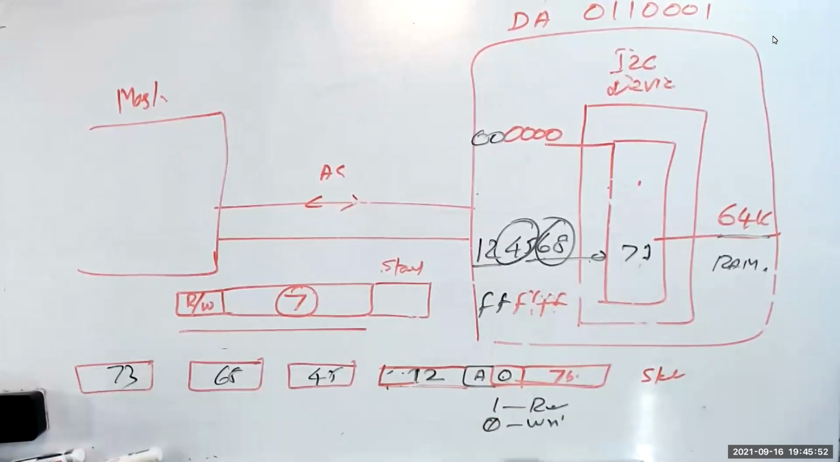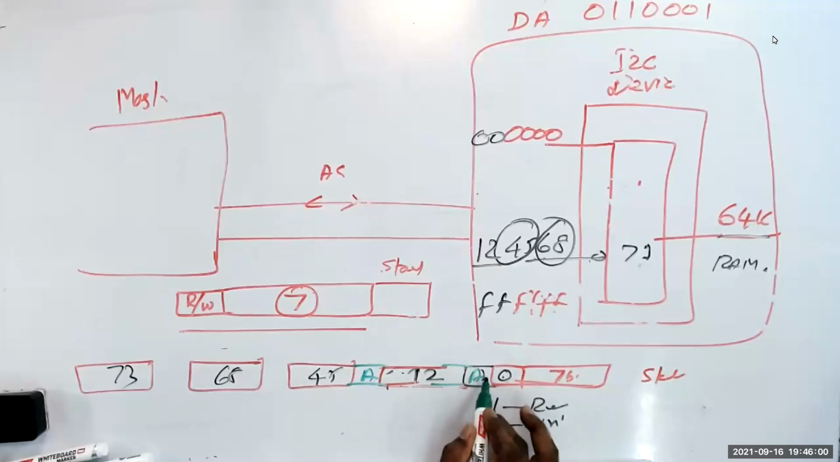Then for everything, I should get acknowledgement. For here also. So here you got it. Acknowledgement.